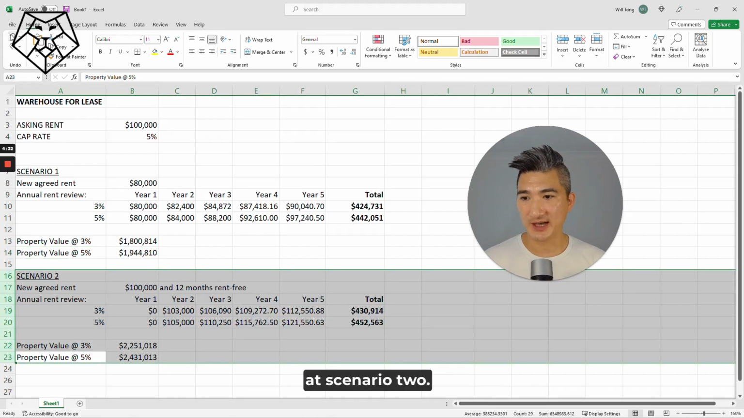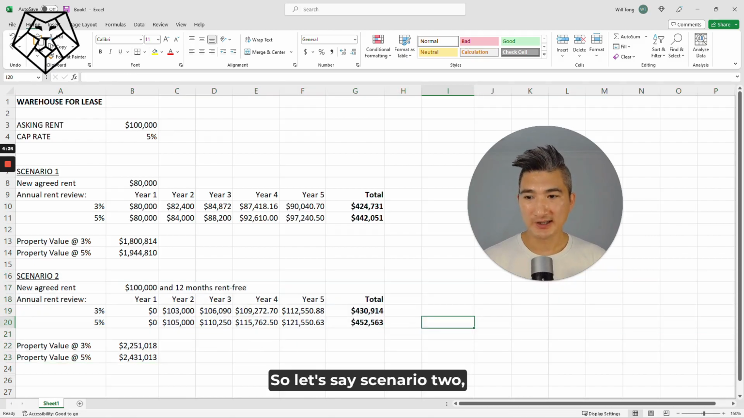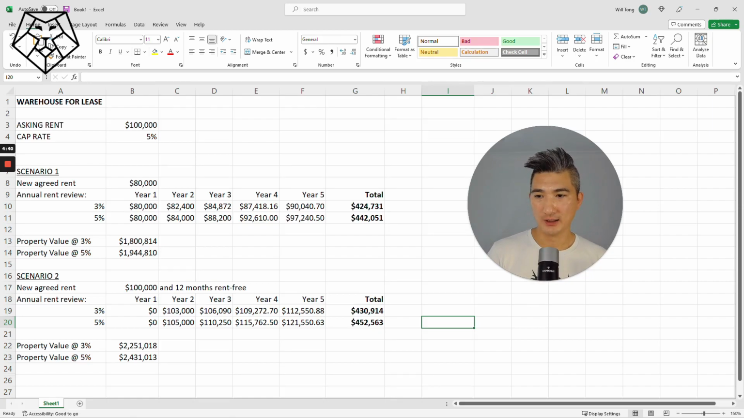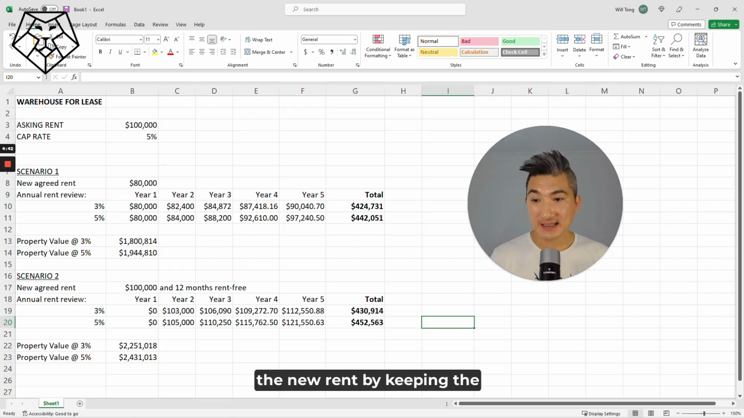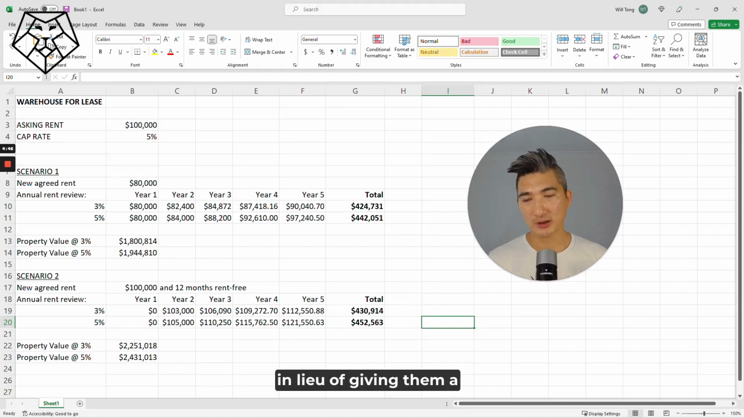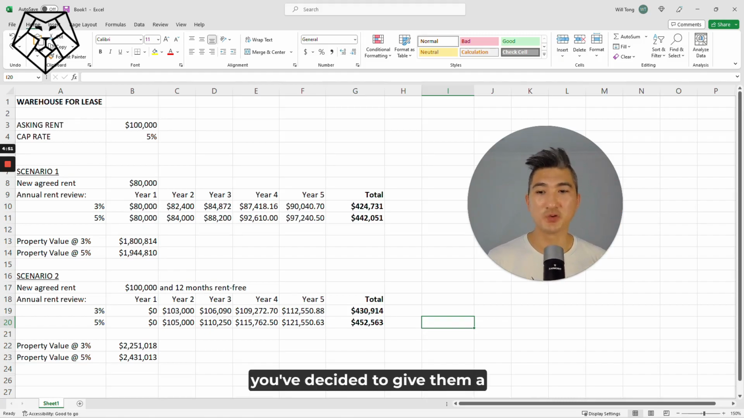Okay, so let's have a look at scenario 2. Let's say in scenario 2, we're able to negotiate the new rent by keeping the asking rent of $100,000. However, in lieu of giving them a 20% discount in rent, you've decided to give them a 12-month rent-free period.